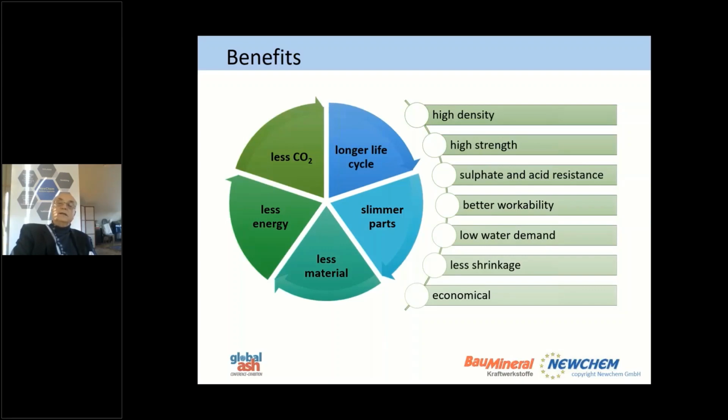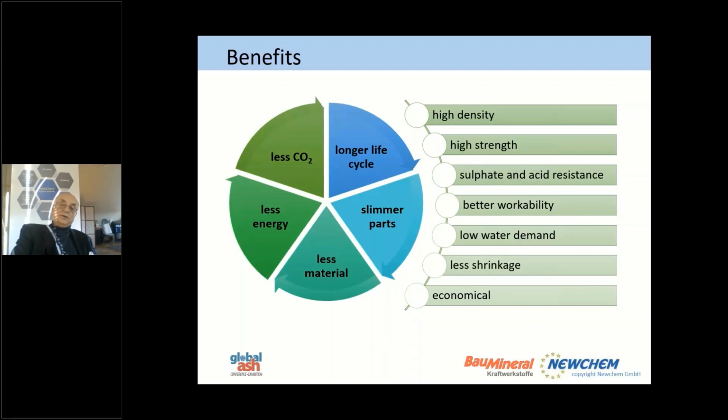Because it is very dense, sulphate and acids cannot penetrate your concrete, and therefore you have a very good resistance. Because you have this ball-bearing effect, you get a better workability, a better flow of your material, and you can use a lower water demand, maybe even sparing some fluidifying agent, which would make it cheaper.